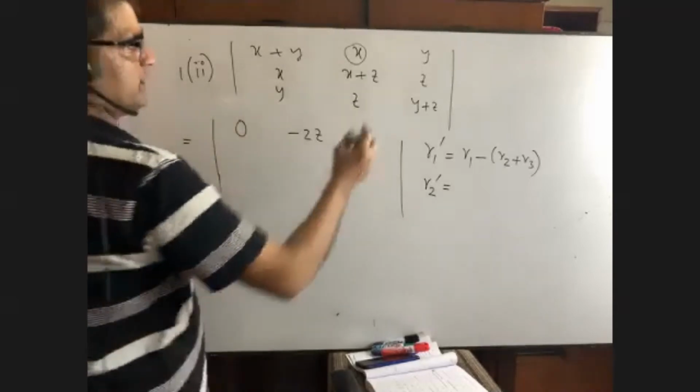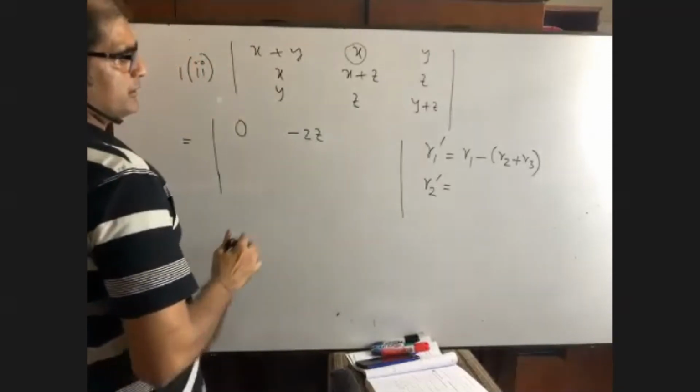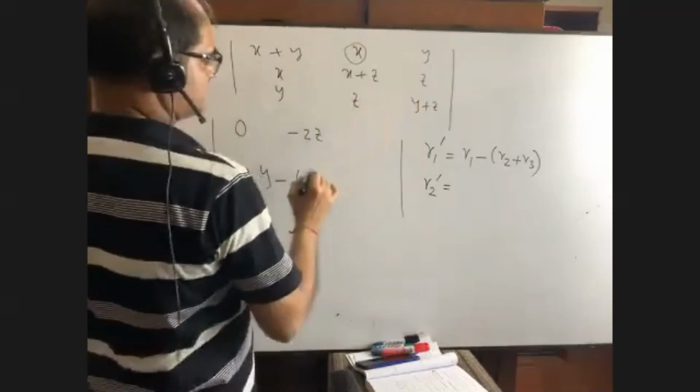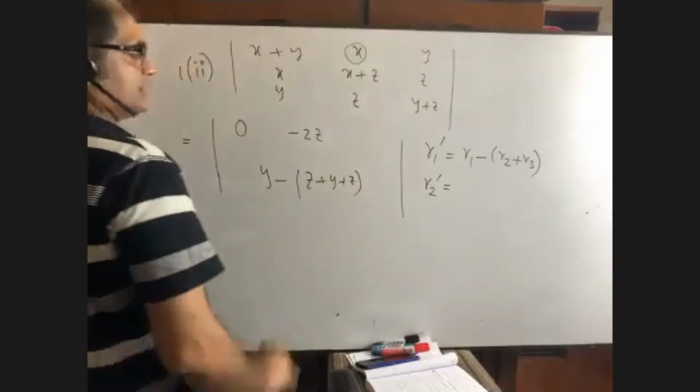Now you see this is the row on y. What can be done here? Y row 1 minus this z plus y plus z. Please try to understand.